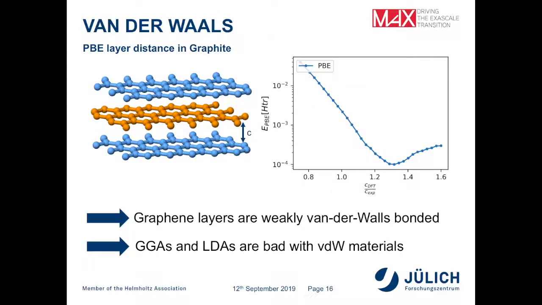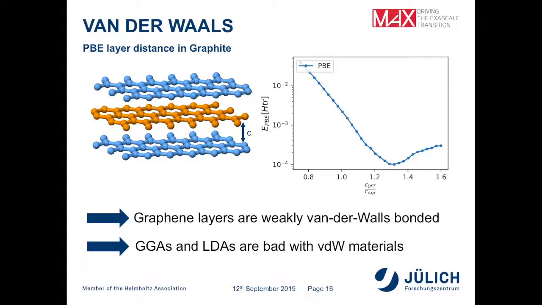So for example, here I calculated graphite. And graphite consists of these graphene layers that are weakly van der Waals bonded. And so what I did here, I varied this C parameter to see the distance in between these graphene layers. And it turns out that PBE overestimates it by about 30%.